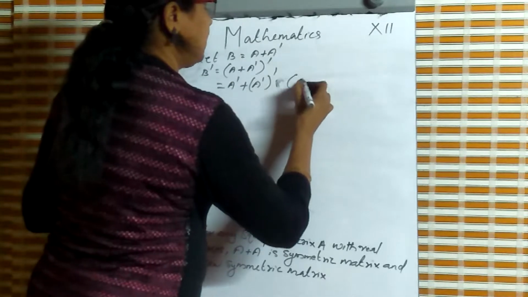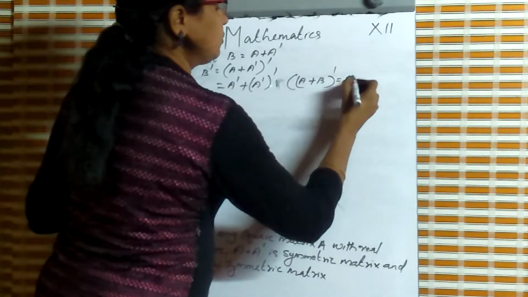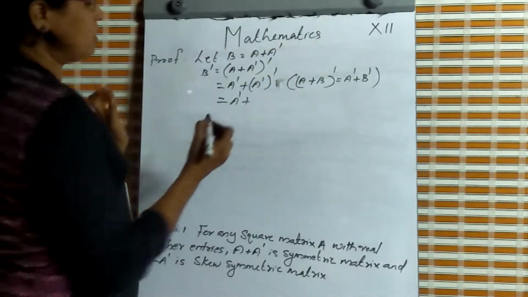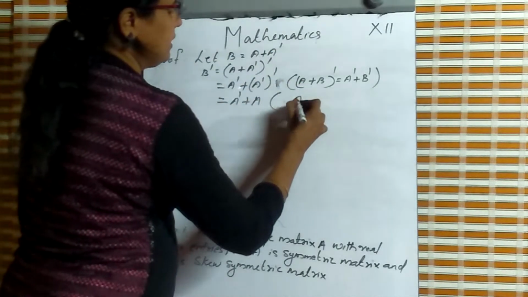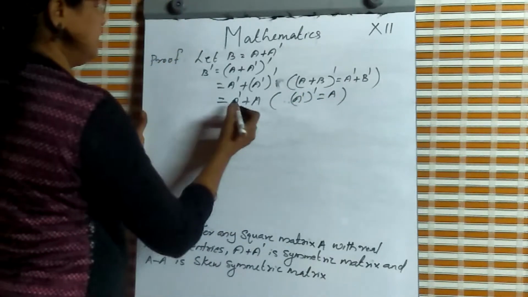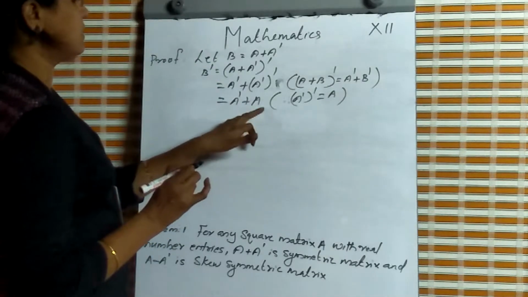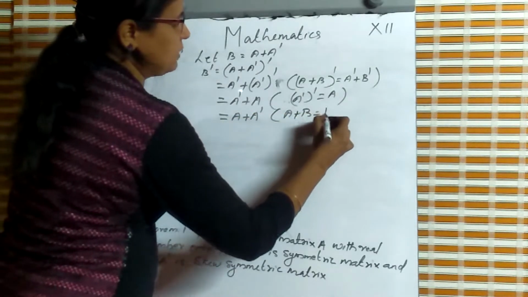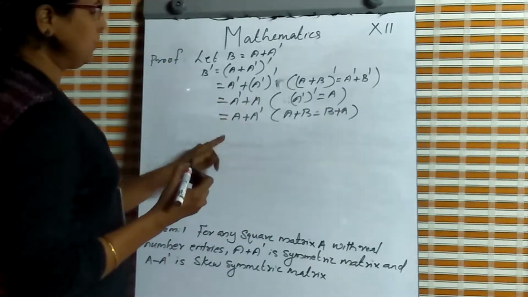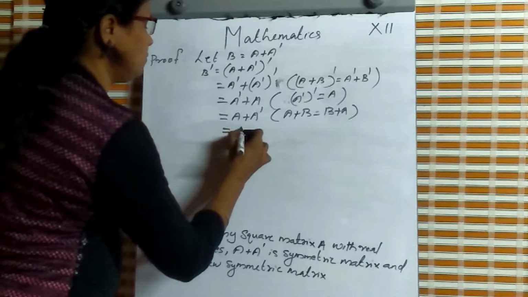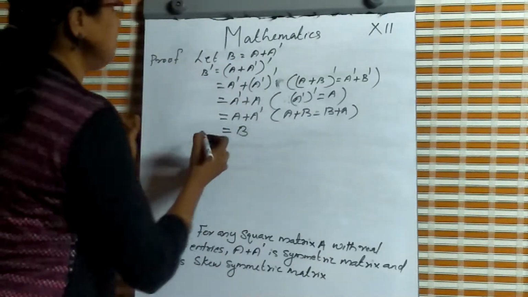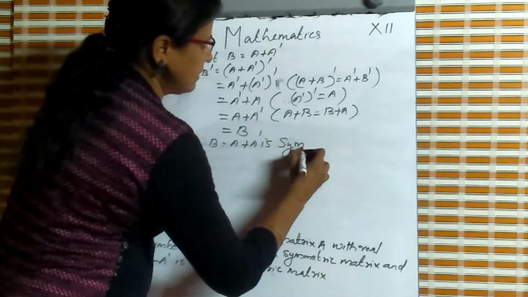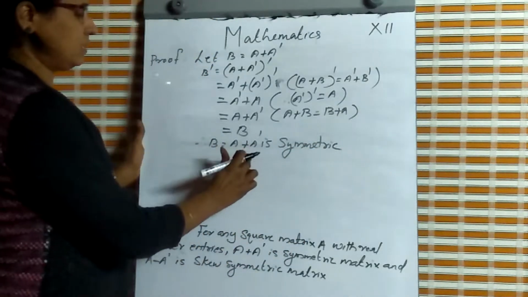Reason: (A plus B) whole transpose is equal to A transpose plus B transpose, which equals A transpose plus (A transpose) whole transpose, which is equal to A. Reason: (A transpose) whole transpose is A. Then B transpose is equal to A transpose plus A. This is equal to A plus A transpose using the commutative property, A plus B is equal to B plus A. So A plus A transpose is equal to B. That means B transpose is equal to B. Therefore, B equals A plus A transpose is symmetric.